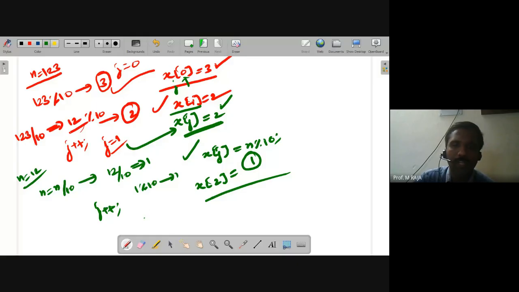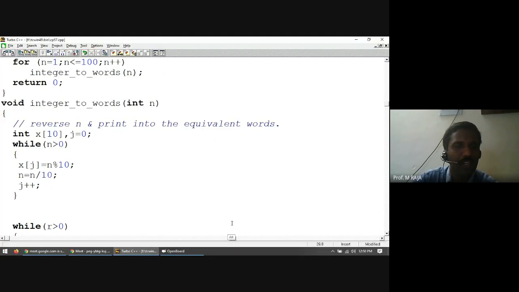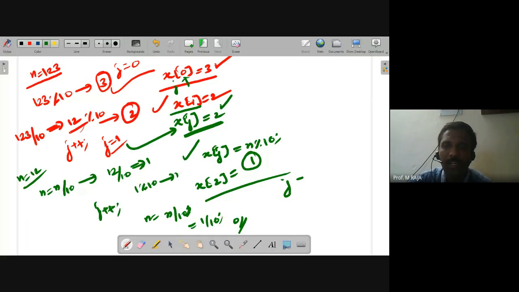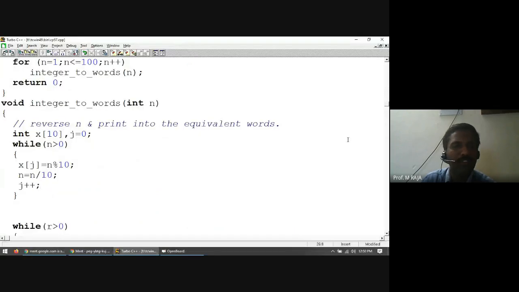Next, n is equal to n by 10, 1 by 10 results in 0. Before that, j is incremented. Before checking the condition, after j plus plus, j was pointing to index 0, 1, 2, and now j is pointing to the next index 3. But we don't have anything to be assigned in the third index because current n is 0. Next, control enters the while loop, while n greater than 0. 0 greater than 0, condition false. Control comes out of the while.